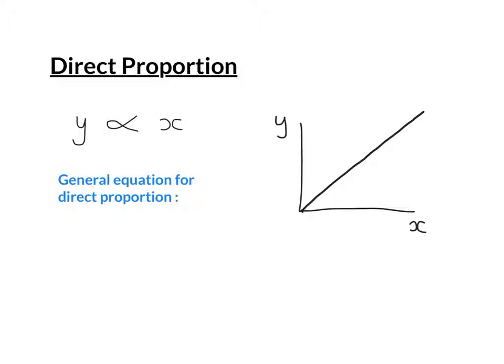As it's a straight line, it's going to increase at a constant rate, and that rate, that constant, is also known as the constant of proportionality, and we give that the letter k. What that means is we can write a general equation for direct proportion, which is y is equal to kx, where k is our constant of proportionality.